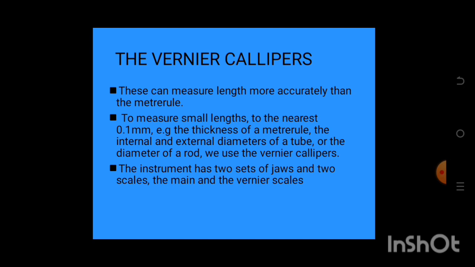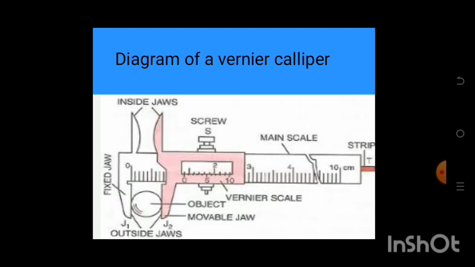So this instrument we are talking about has two sets of jaws and two scales. We have the main scale and the vernier scale. This will be shown in this slide. As we look at the diagram here, you see we have the inside jaw. The inside jaw is to measure the inner diameter of a shape, while the outside jaw is to measure the outside diameter of a shape. This is a diagrammatic illustration of a vernier caliper. As we proceed in this class, we'll look into how we can use this vernier caliper to take measurements.